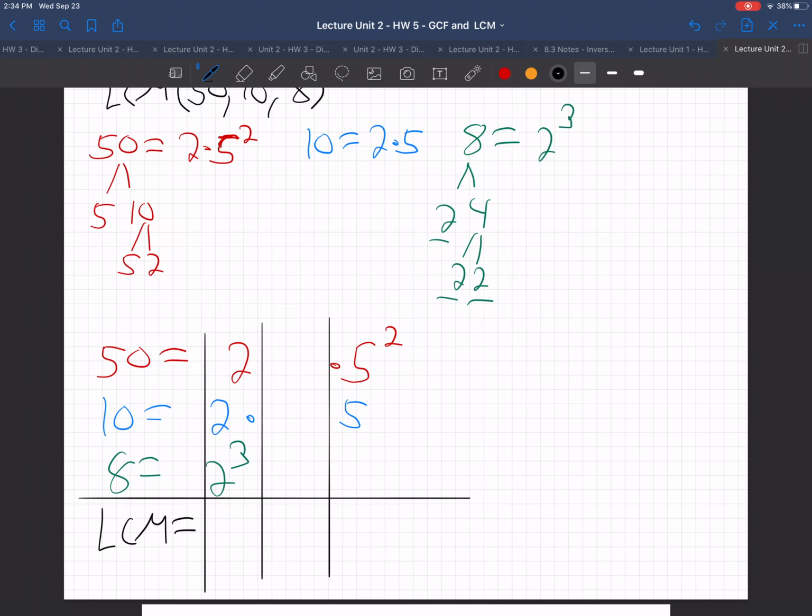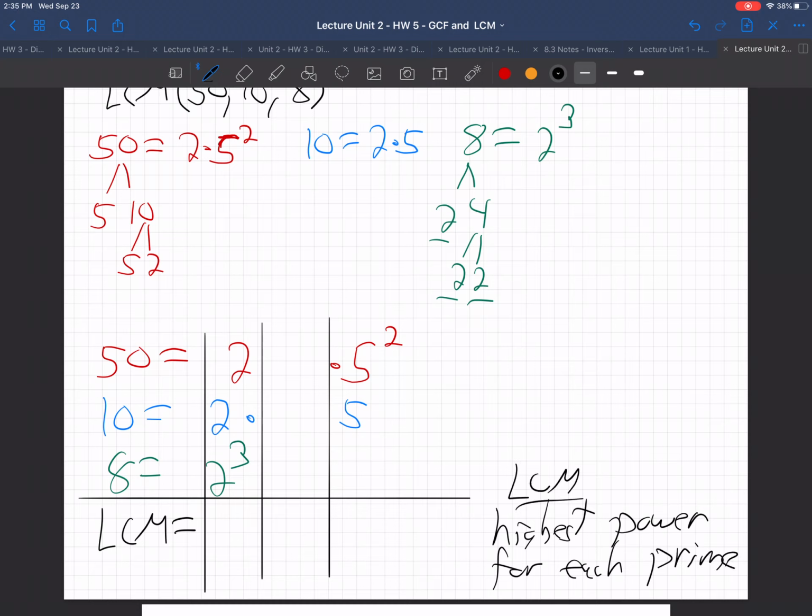So what do you do for LCM? You take the highest power for each prime. Notice it's exactly the opposite. For the LCM, we take the highest power. For the GCF, which we did earlier, we take the lowest power for each prime. So the LCM, you take the highest.